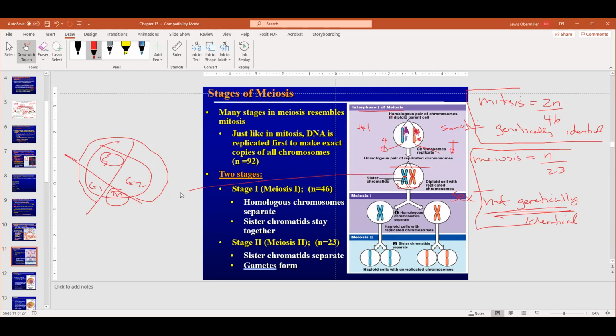All right, so here's the difference. Remember in mitosis, when you guys did this. So let's say that this is number 1 from mom. Oh, that's dad. This is number 1 from mom.